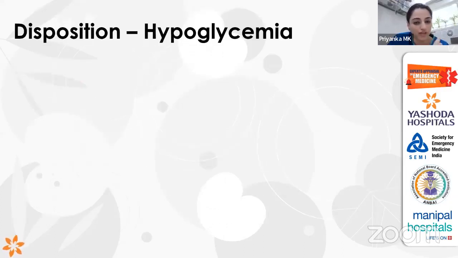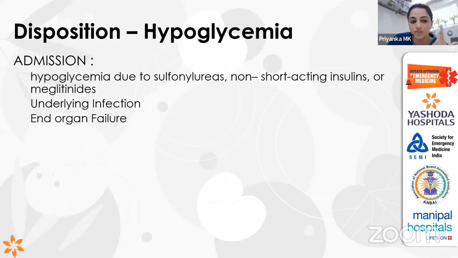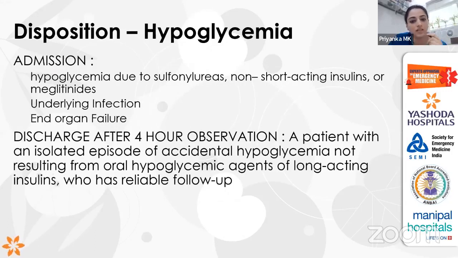What would you do for a hypoglycemic patient? You should consider admission if hypoglycemia is due to drugs, if there is an underlying infection or end organ failure. But if the patient is having an isolated episode of accidental hypoglycemia, not resulting from drugs, and the patient has reliable follow-up with somebody to take care of them at home, you can discharge after 4-hour observation.